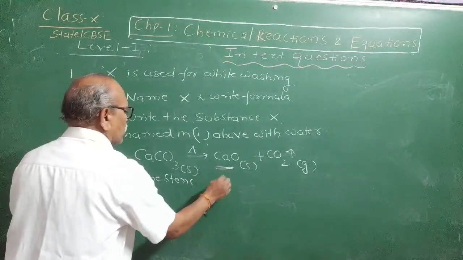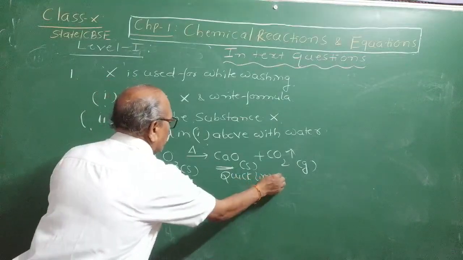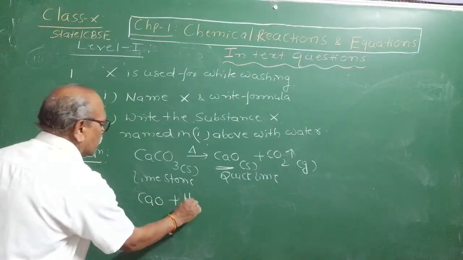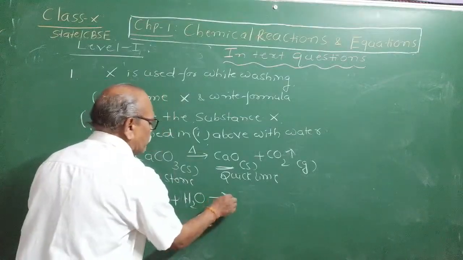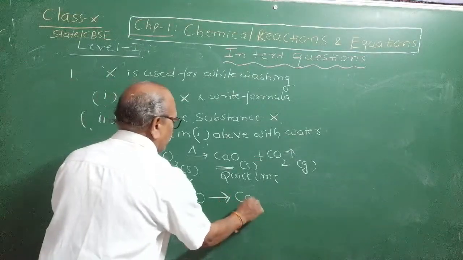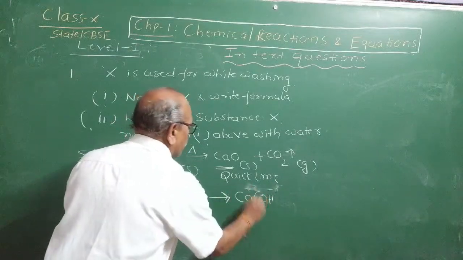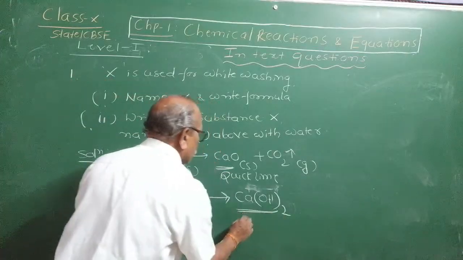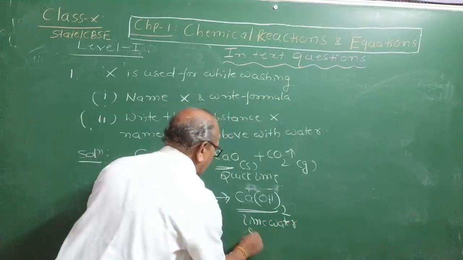This particular compound is called calcium oxide, or quicklime. When this quicklime is added to water, can you guess the product? A product called calcium hydroxide. Can you tell me the formula of calcium hydroxide? Calcium +2, hydroxide -1, cross the valency, you will get Ca(OH)2. And this particular water is called lime water. It is also called slaked lime.